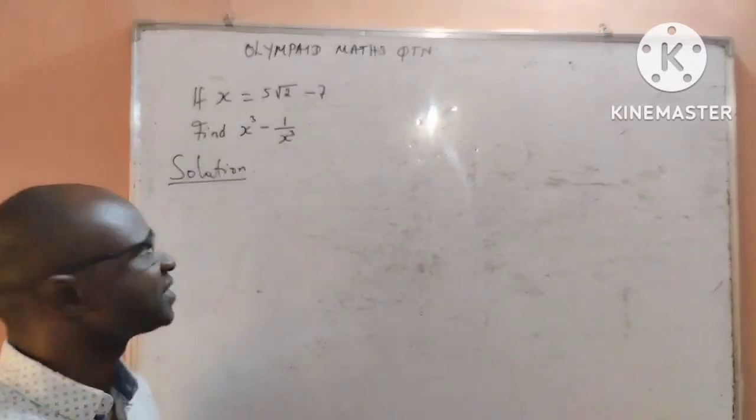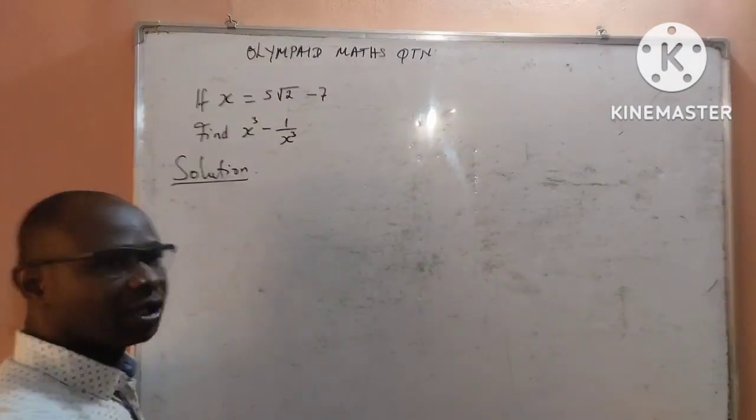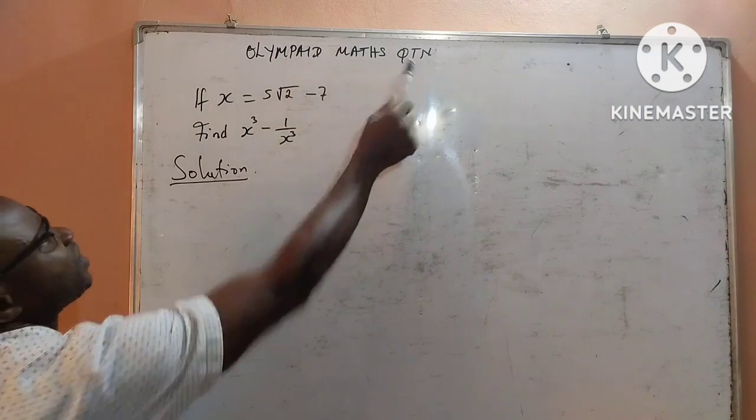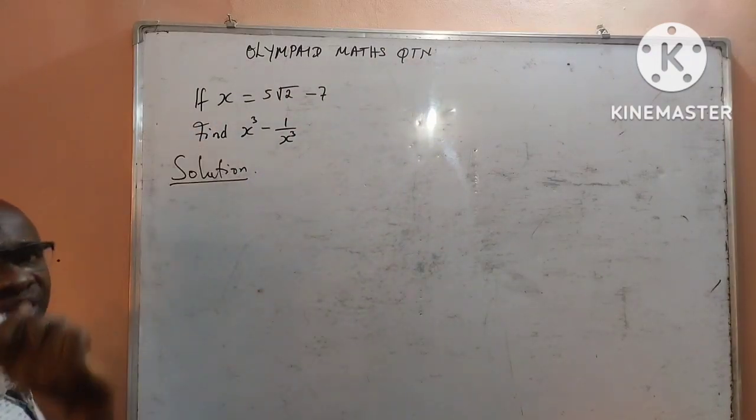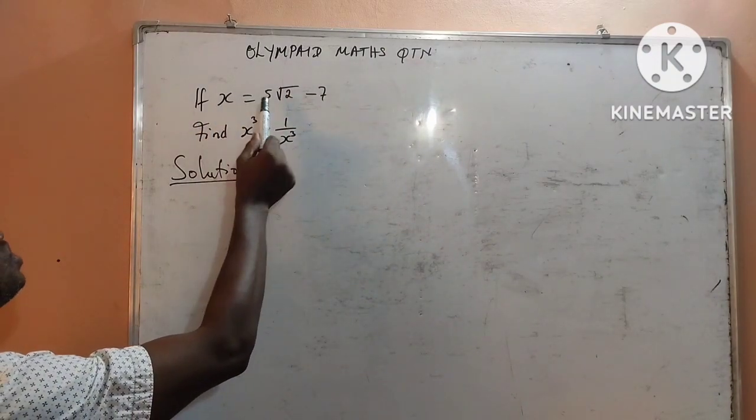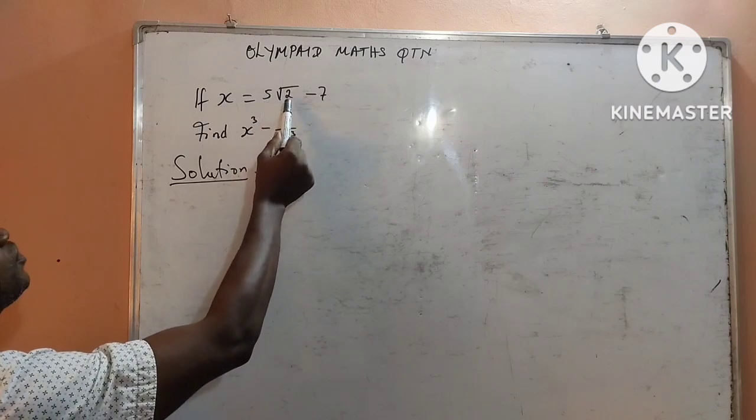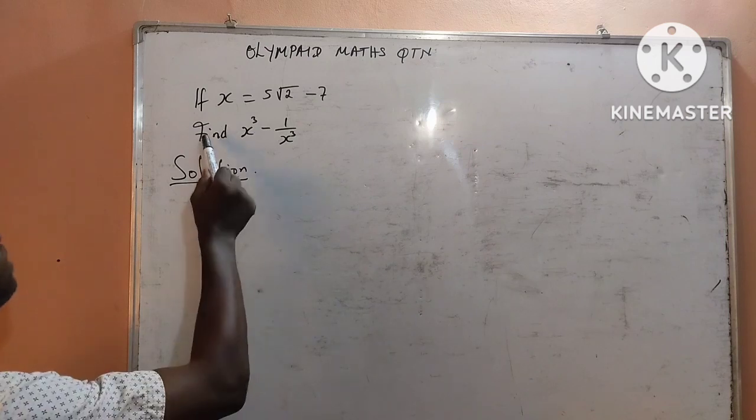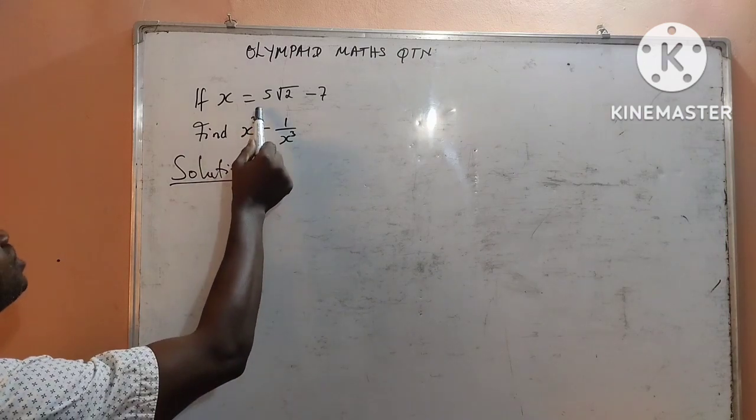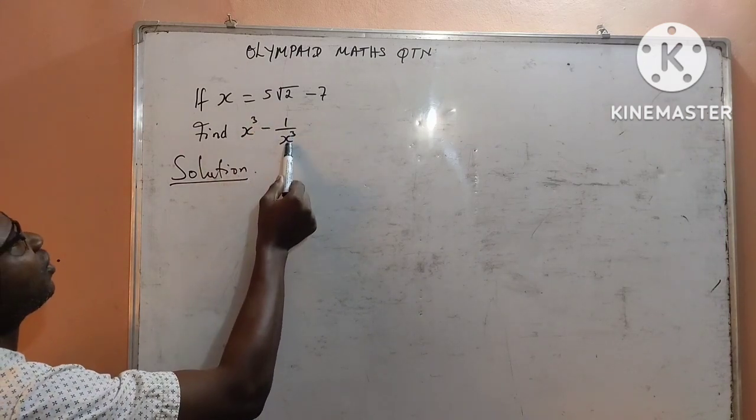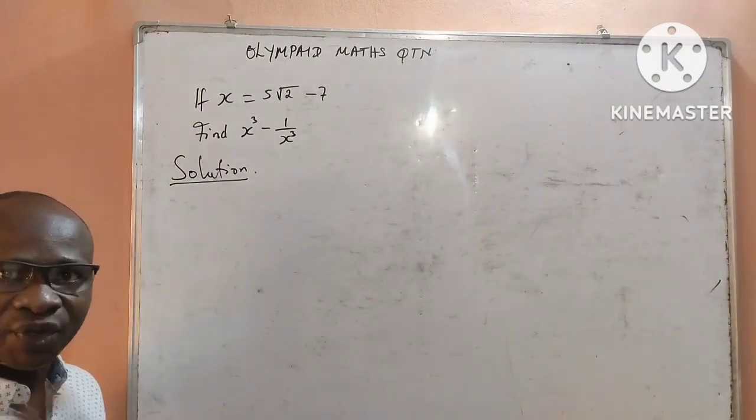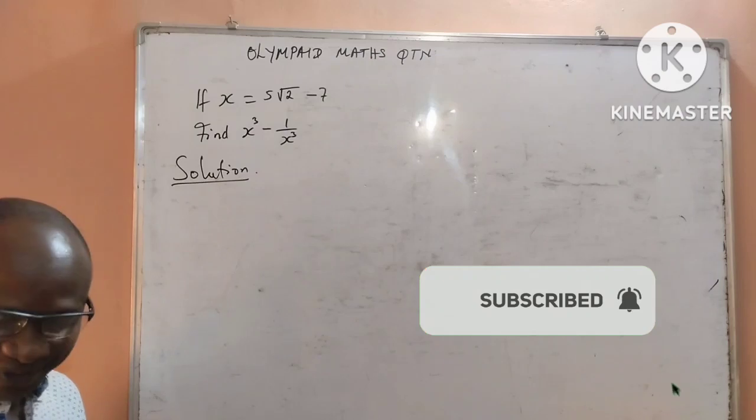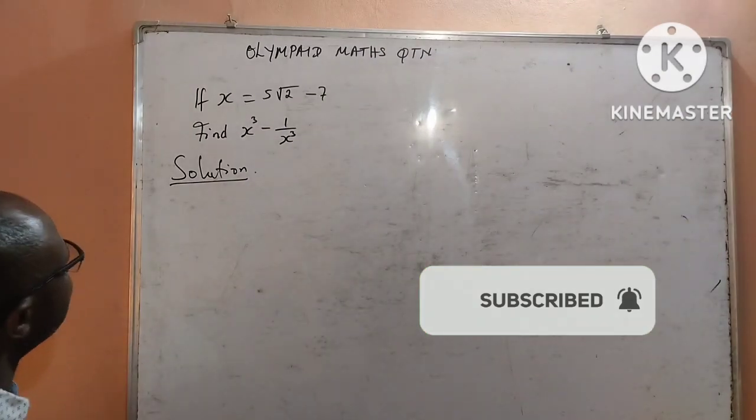In today's math class, we shall be taking an Olympiad question. As you can see, the Olympiad math question is on the board. The question is: if x is equal to 5 root 2 minus 7, find the value of x cubed minus 1 all over x cubed. Watch this video to the end. You will learn something, I bet you. So we dive in together.